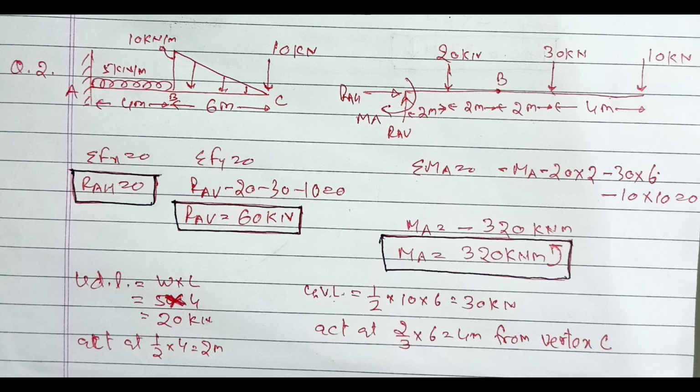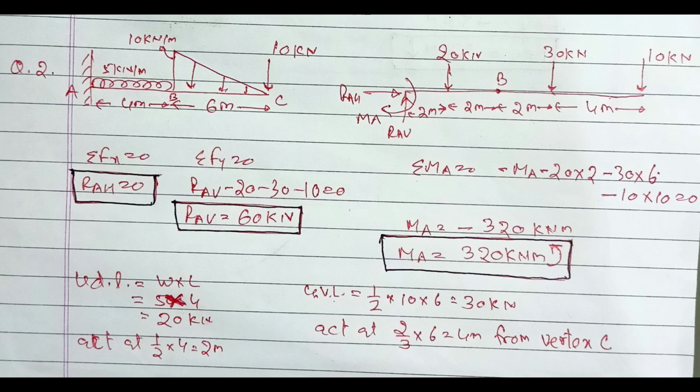Then we will convert UDL and UVL into point loads. So 5 kilonewton per meter UDL will be converted into point load, and it will be 5 into 4, that is 20 kilonewton, which will act at half of 4, that is 2 meter. Similarly, 10 kilonewton per meter intensity of UVL acting over 6 meter. So the total load will be 1 by 2 base into height, that is 1 by 2 into 6 into 10. So 30 kilonewton will be total load, and it will act at 2/3 of 6 from the vertex, that is at 4 meter from the vertex C. So from point B it will be at 2 meter.